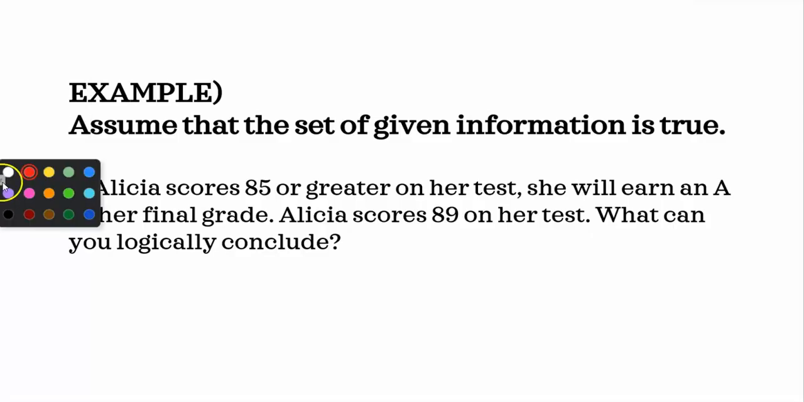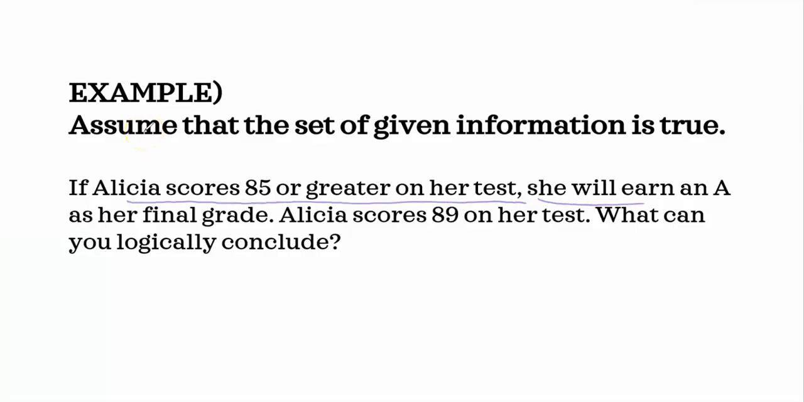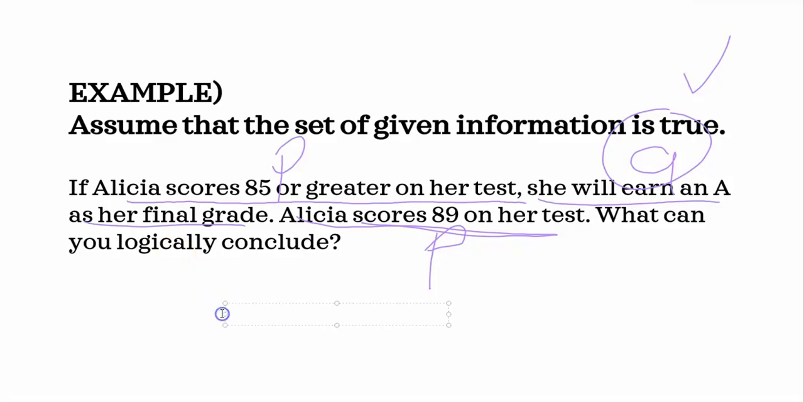So this is an example of the law of detachment. Here's how. So the statement, if Alicia scores 85 or greater on her test, then she will earn an A as her final grade. So that's P: she scores 85 or greater. Q is she will earn an A. Now they're detaching P from the statement. Well, look, the hypothesis happened. Here's P. What can we logically conclude? We can conclude that Q is going to happen. So guess what? Go Alicia, she's going to earn an A as her final grade.